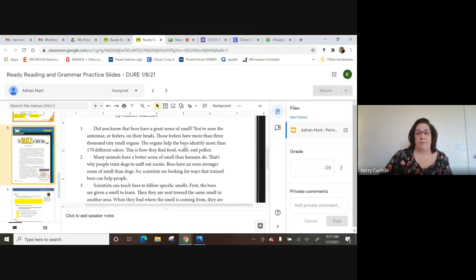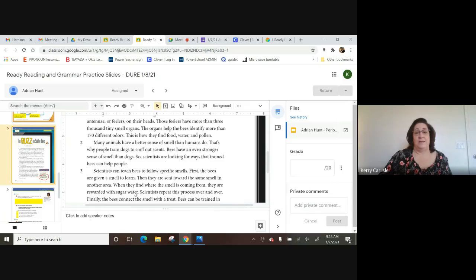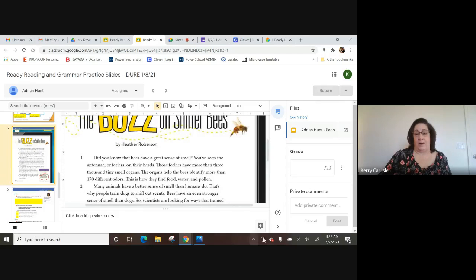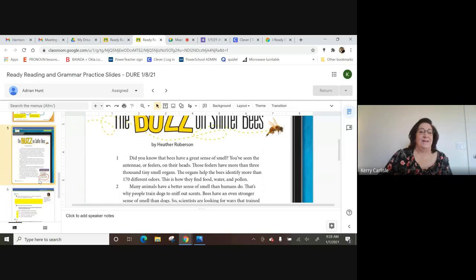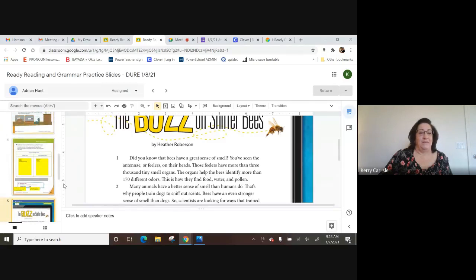And the organs help the bees identify more than 170 different odors. This is how they find food, water, and pollen. Don't ask me how they know this. Did they ask the bees? Did they follow them around? I don't know. It's kind of interesting to see what they did.